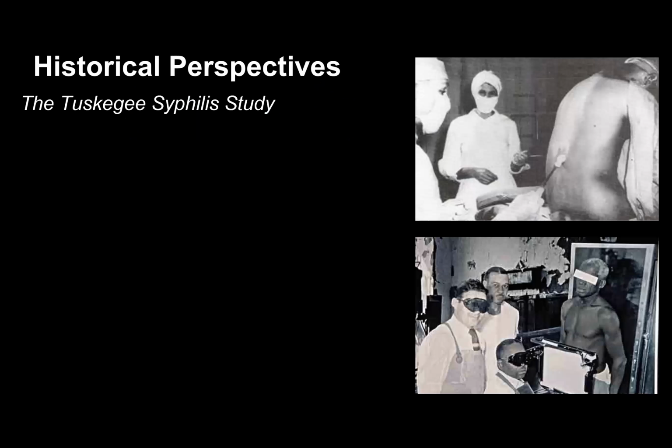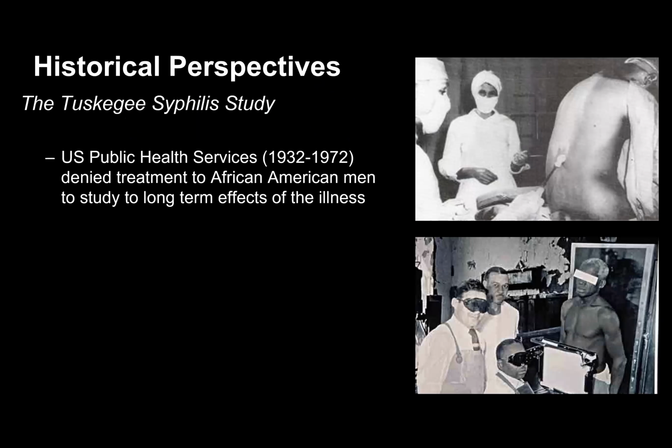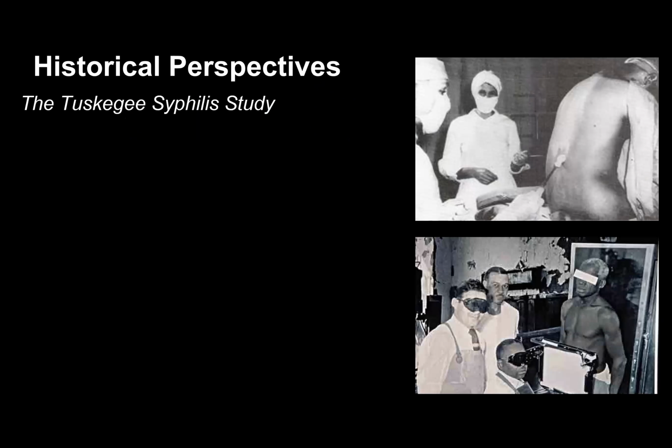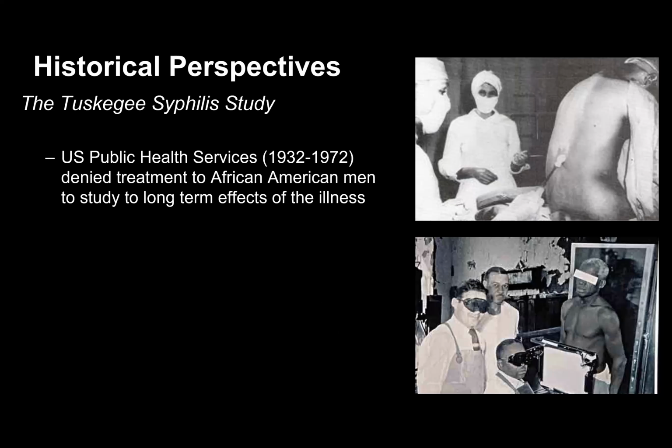So, a historical perspective. In different countries, we've handled STIs in different ways. Now, obviously, we know it was not in an ethical way. Let me take that back: not an ethical way at all to handle STIs. But this is what has happened. The U.S. public health system between 1932 and 1972 denied treatment to African American men to study the long-term effects of the illness. Around 400 African American men were denied treatment.